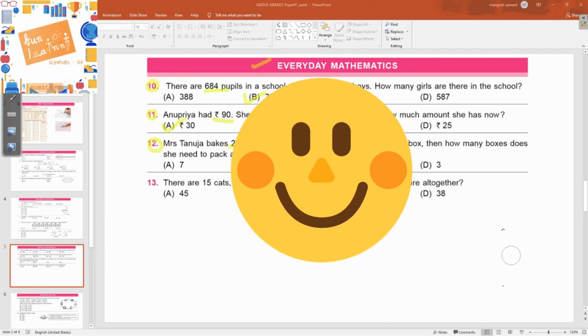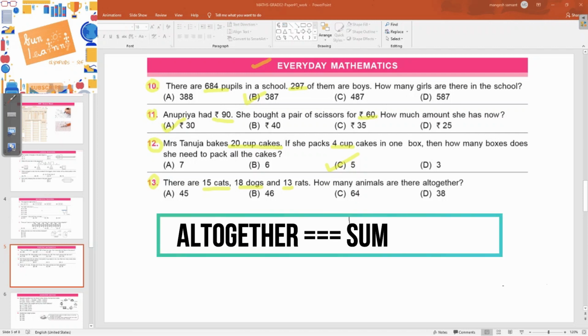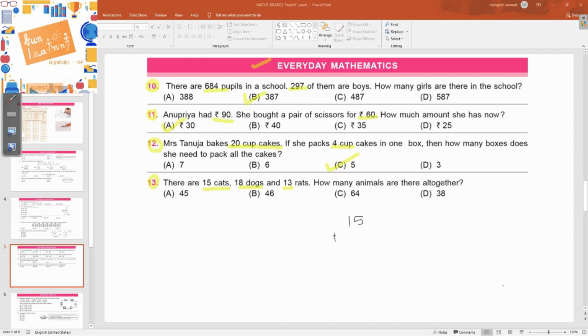Okay, so now let's go to our last question in this section, which is question number 13. There are 15 cats, 18 dogs, and 13 rats. How many animals are there altogether? Yes, you're right. This is a simple addition. So 15 cats plus 18 dogs. Oops. Why did I write it so up? Let me just correct it. So there were 15 cats and there are 18 dogs. So let's just add them.